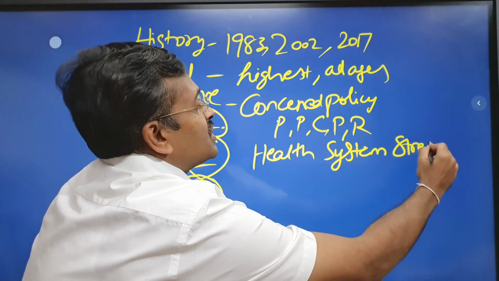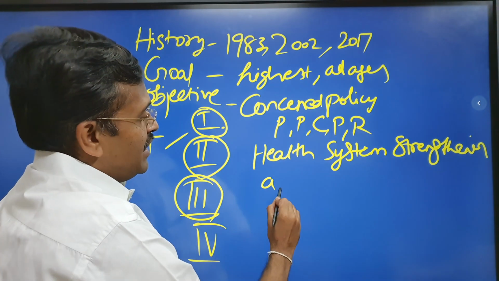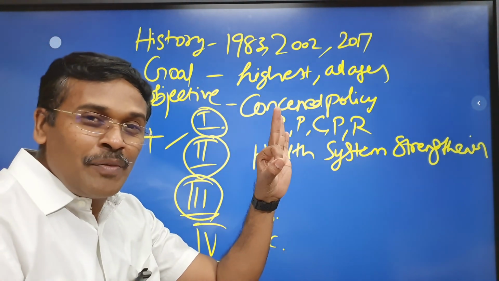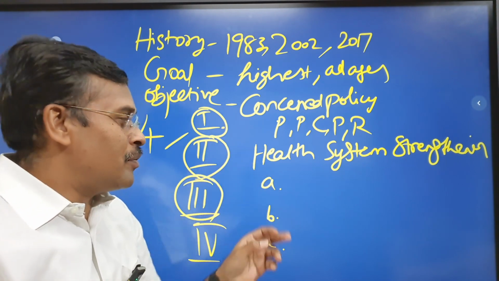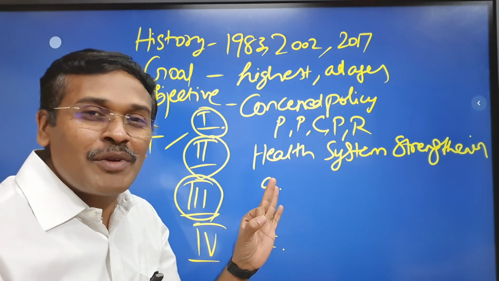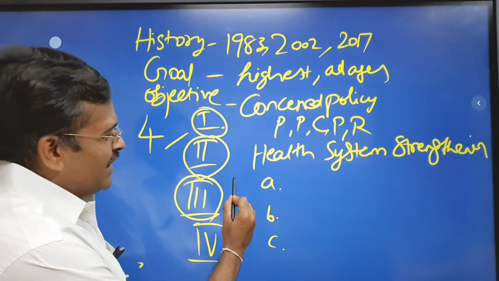We can use three methods in health system strengthening. A, B, C. So the first one we saw three components. Second one we saw two subcomponents. Now health system strengthening, again we are going to see three subcomponents. So system strengthening means what? We have to have adequate cash in hand.